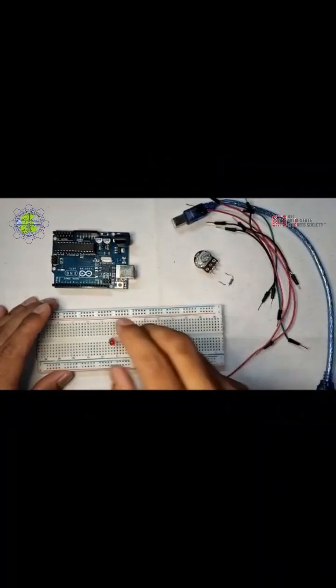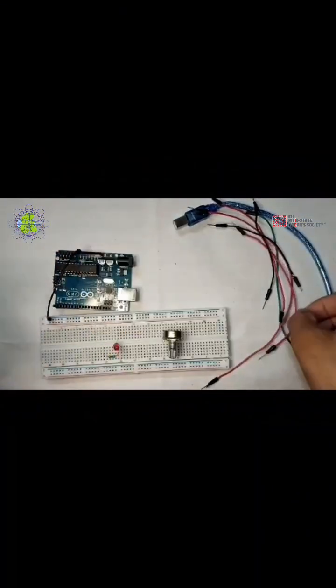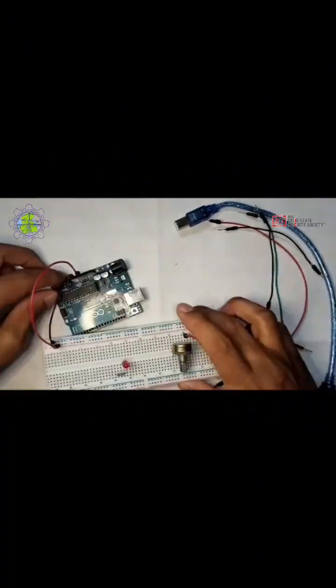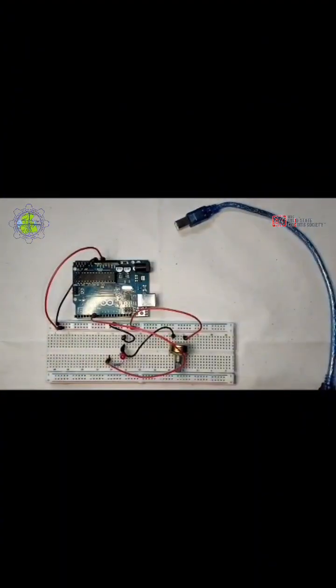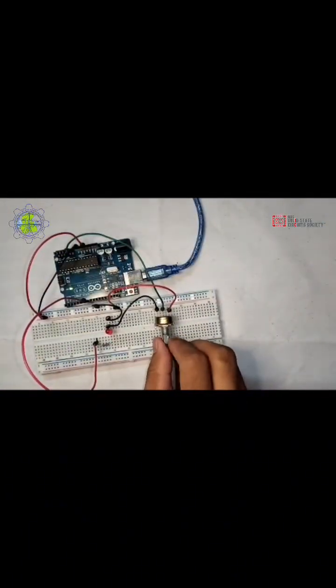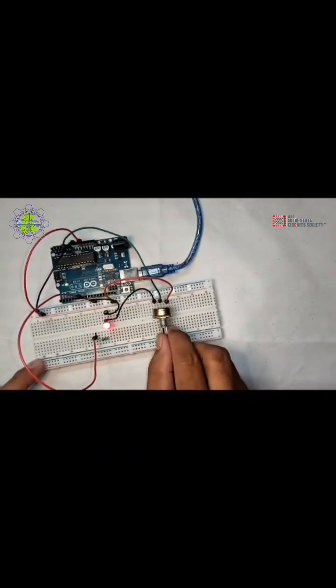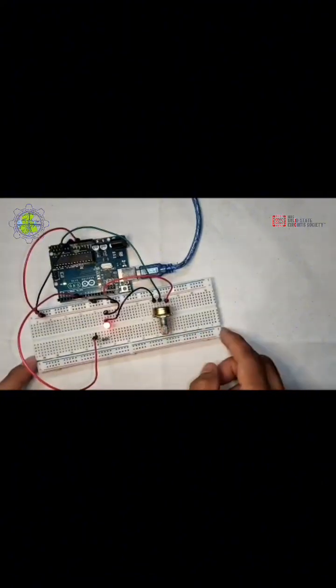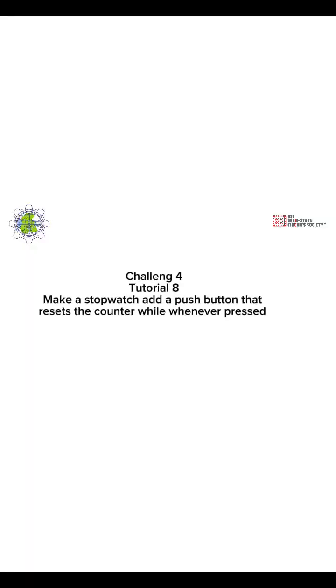Challenge 3. Tutorial 5. Make a program that reads the rotation of a potentiometer and uses it to control the brightness of our LED. Challenge 4. Tutorial 8. Make a stopwatch with a push button that resets the counter on every press.